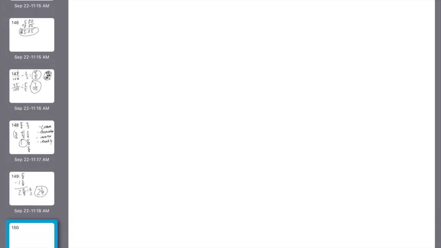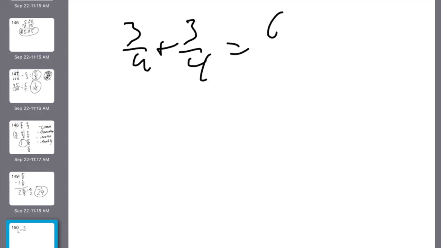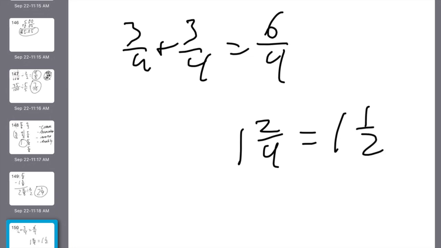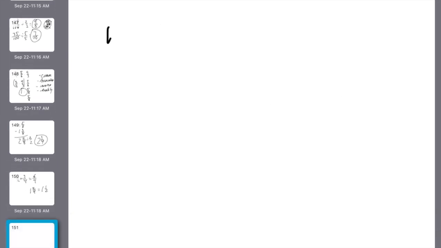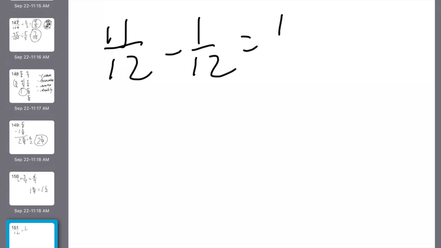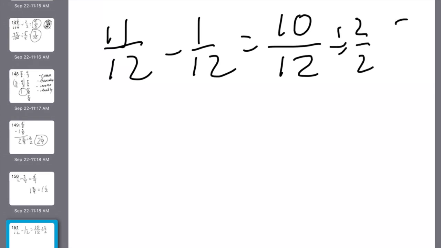24, this time I'm adding 3/4 plus 3/4 equals 6/4. I have to simplify it by dividing. 4 goes into 6 once with a 2 left over, and 1 2/4 reduces to 1 1/2. 26, subtracting this time, 11/12 minus 1/12. I subtract the tops, 10, subtract the bottoms, stay the same, and then I reduce that by dividing both of them by 2. That gives me 5 and 6.